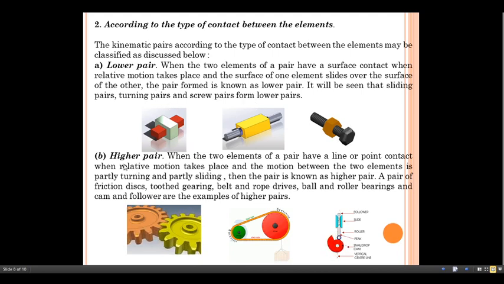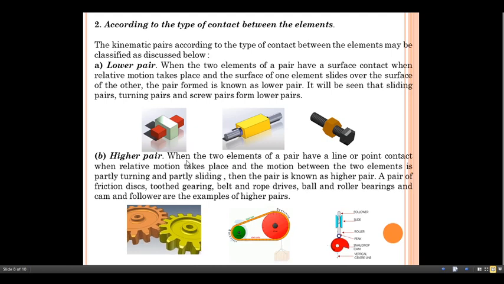Now next one, higher pair. When the two elements of a pair have a line or point contact, when the relative motion takes place and the motion between the two elements is partly turning and partly sliding, then the pair is known as a higher pair. A pair of friction discs, tooth gearing, belt and rope drives, ball and roller bearings, and cam and follower are the examples of higher pairs.